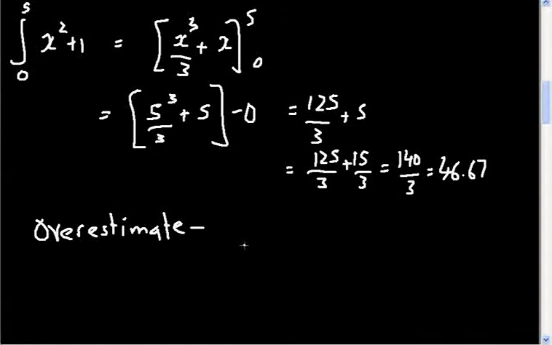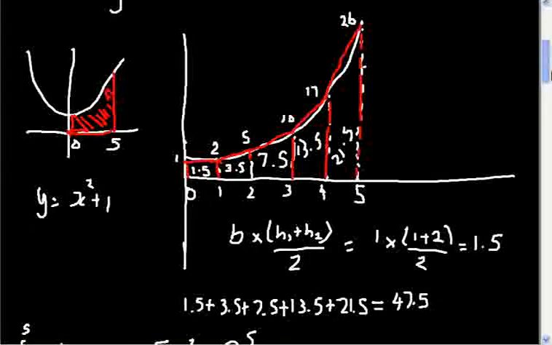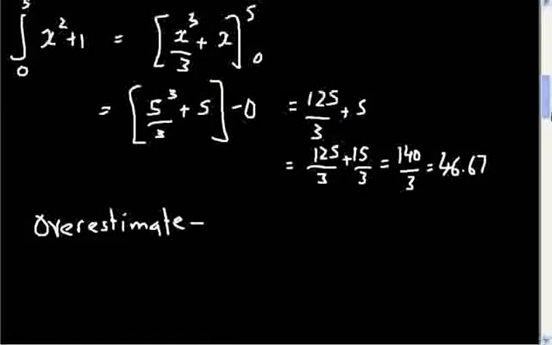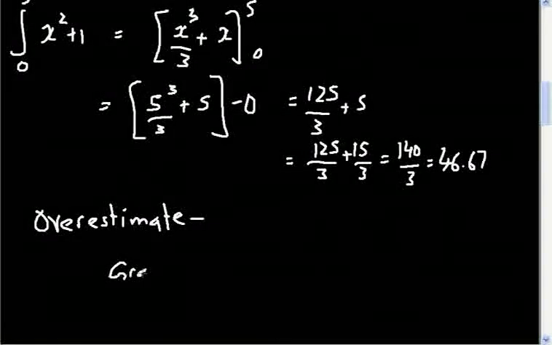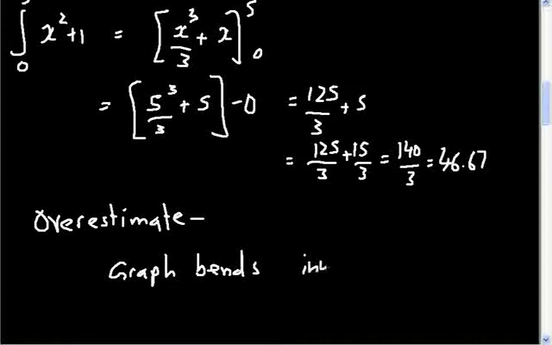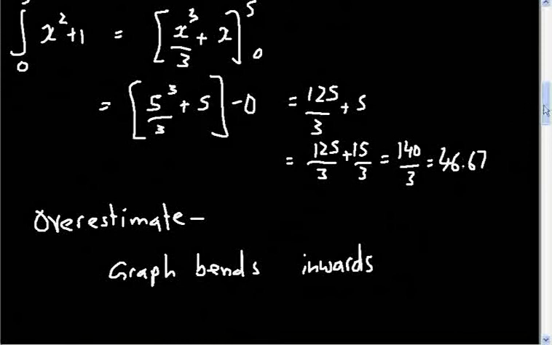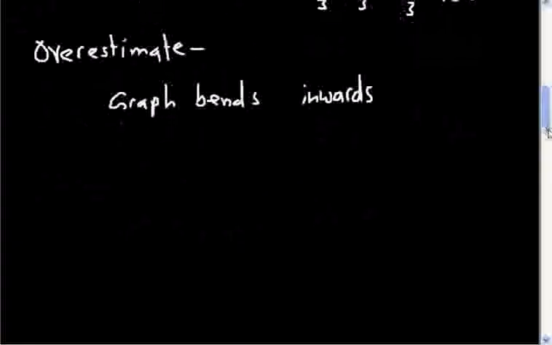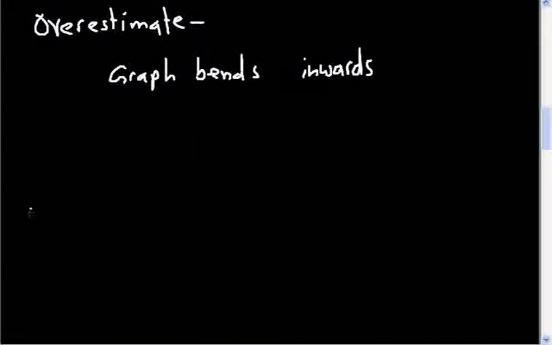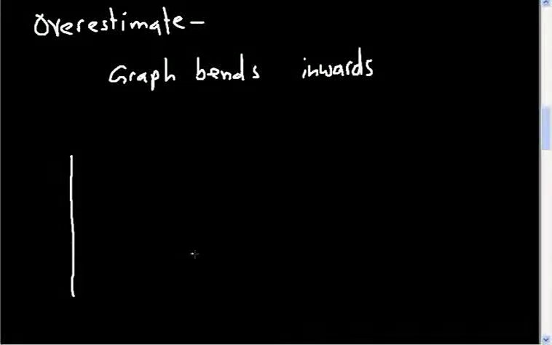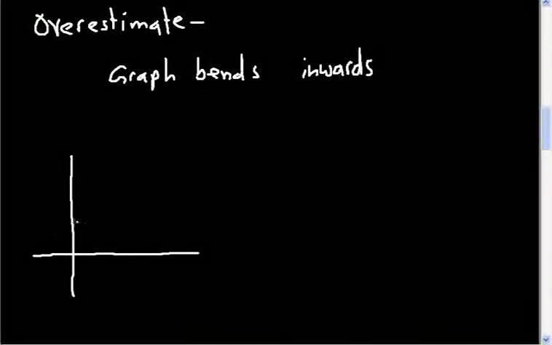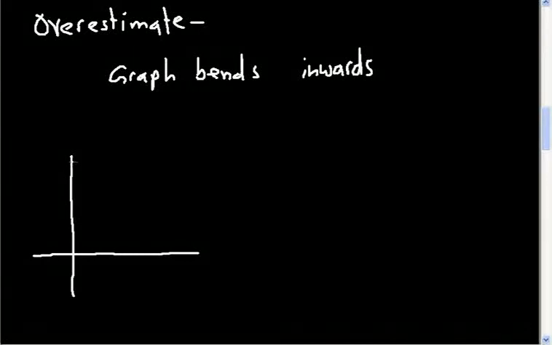In the exams they tend to ask why it's an overestimate. The reason you'd have to give is that the graph bends inwards. That's why you get an overestimate. There are also times when you get an underestimate. That's if the graph bends outwards. You get an underestimate for certain graphs if you use the trapezium rule to work out the area.